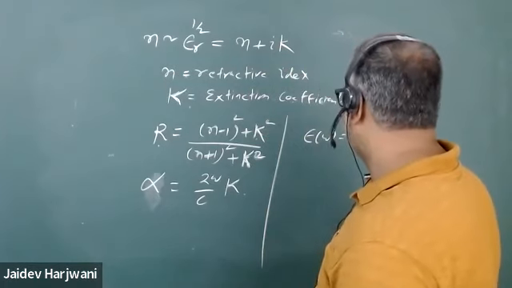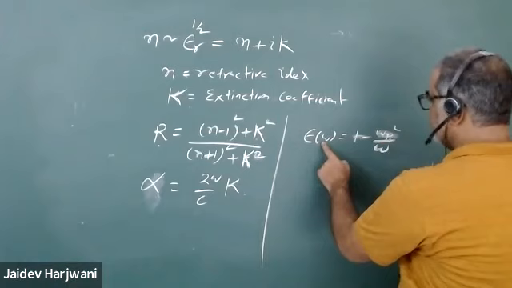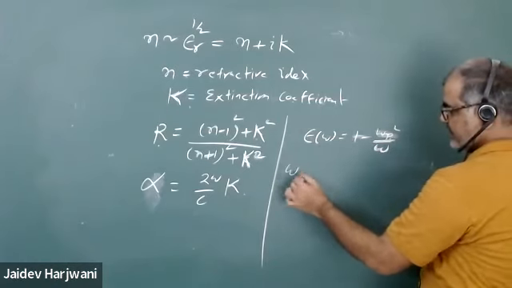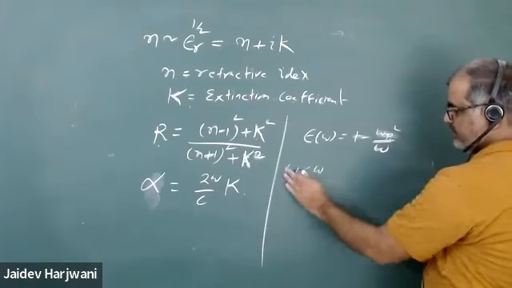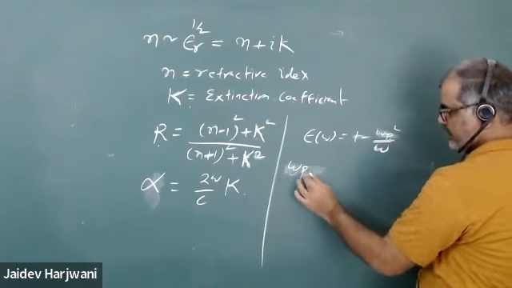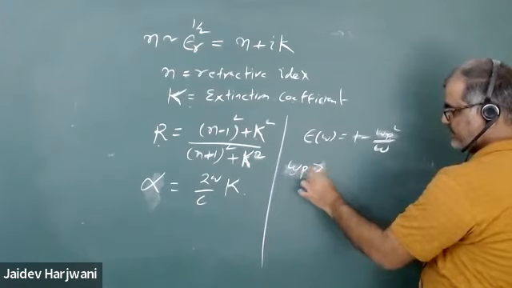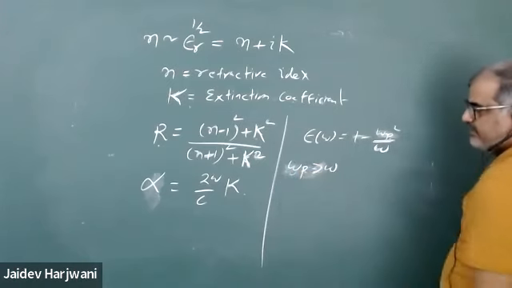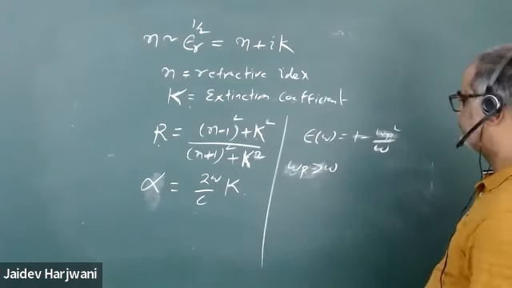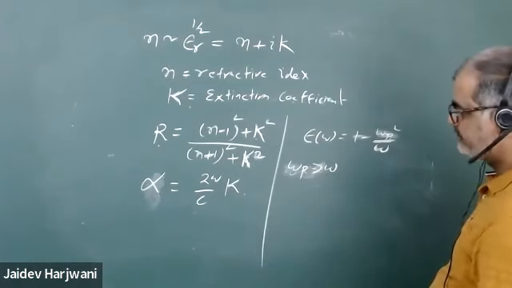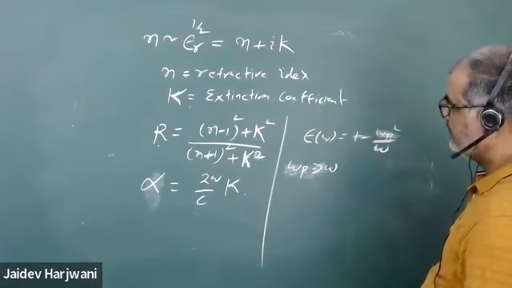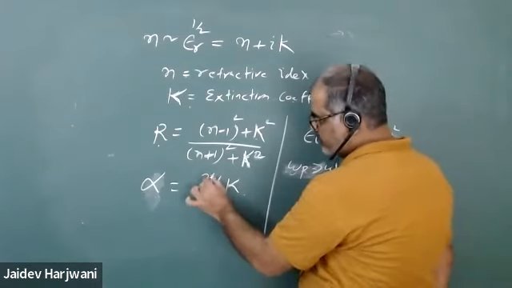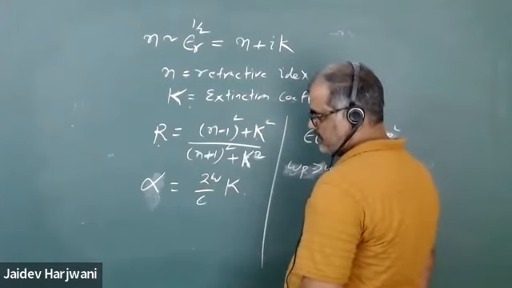Now my ε(ω) is 1 minus ωp² upon ω². Suppose my ω is less than ωp. If my ω is less than ωp, then what will happen? Will the dielectric constant be positive or negative? The absorption coefficient α equals 2ωκ upon c.